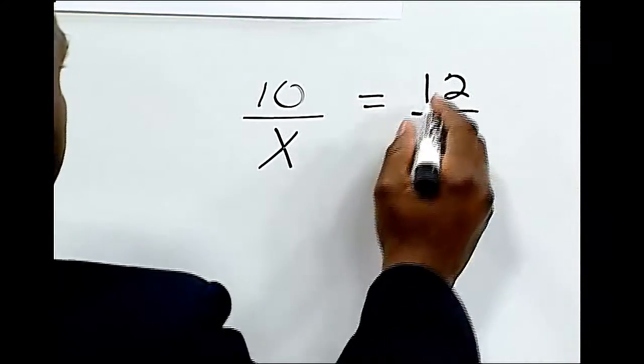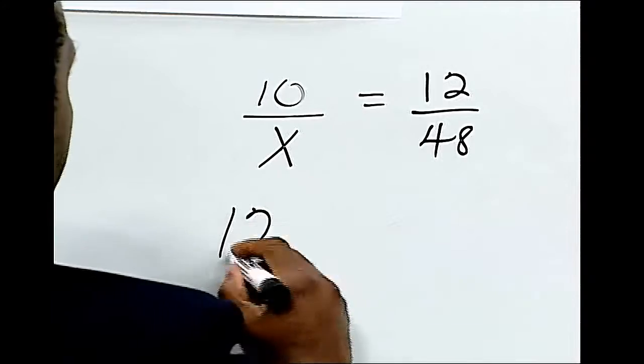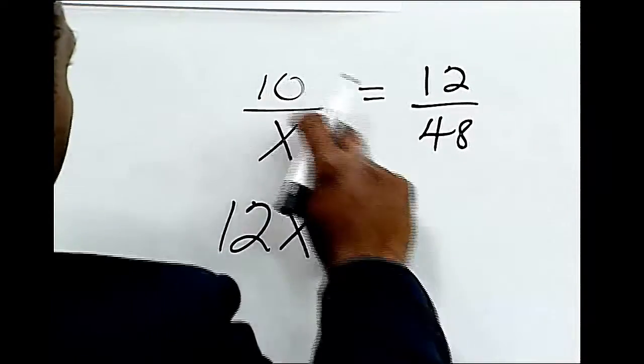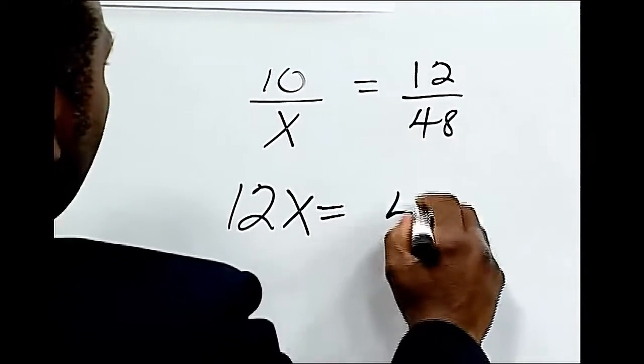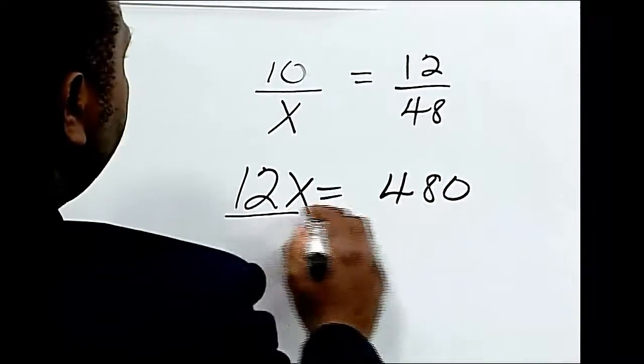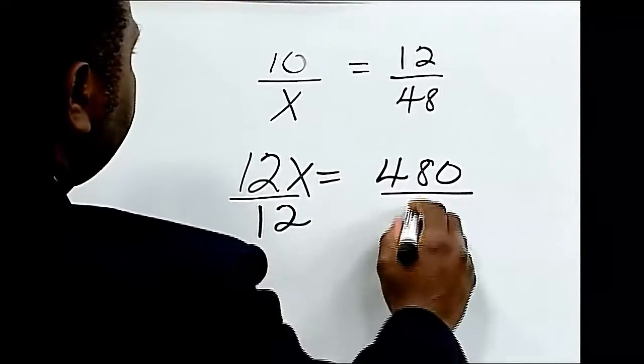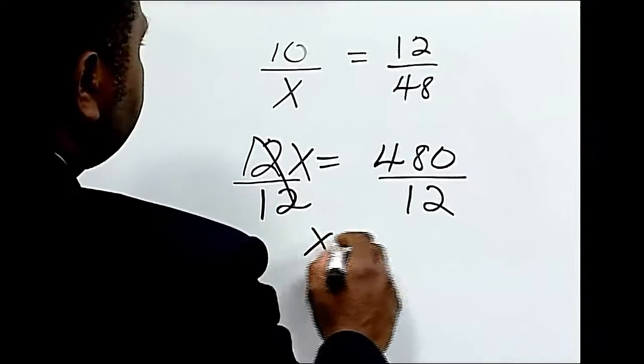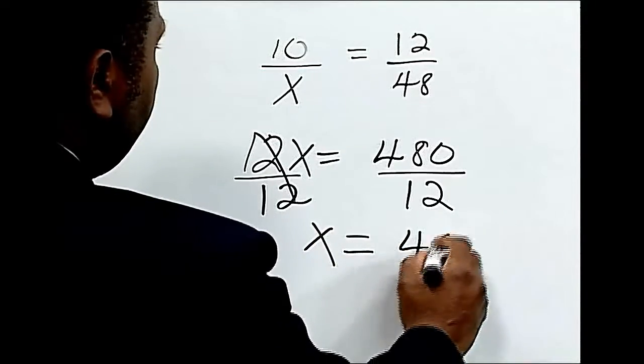Cross multiply. 12 times x is 12x is equal to 10 times 48, which is 480. Divide both sides by 12. We get x is equal to 40.